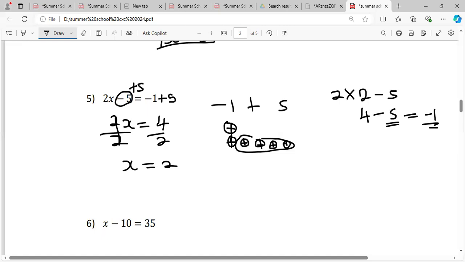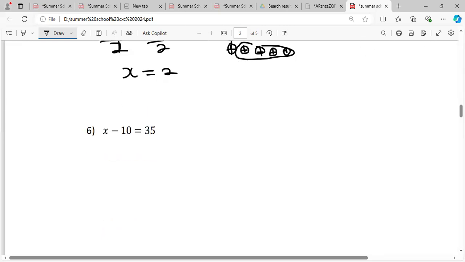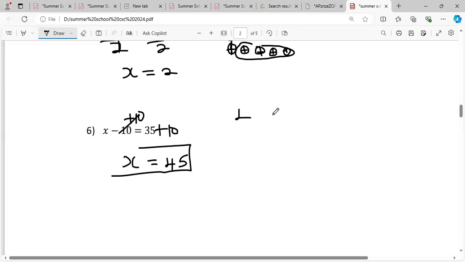Antonita. Alright guys, I'm going to run through this, and then after this, a different zone. So we have x minus 10, so we just do plus 10, and that's it, right? One move. Add 10 to both sides. So x equals 45. And it makes sense because 45 take away 10 equals 35.